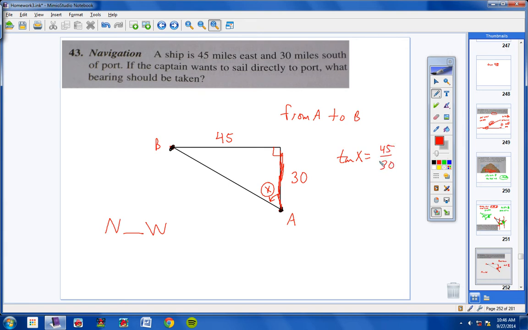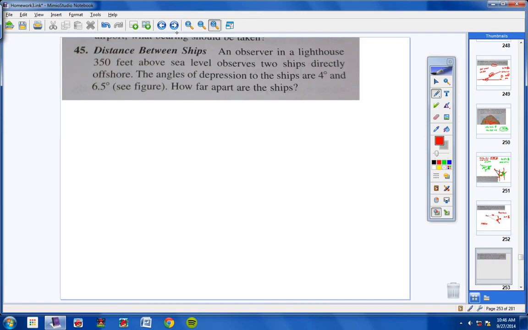With my calculator, I'm going to hit second tangent, 45 divided by 30, enter, and I'm going to get, for number 43, 56.309, so I'm going to put 56.3. So your bearing would be north, 56.3 degrees west. Okay? All right, let's continue on to number 45.